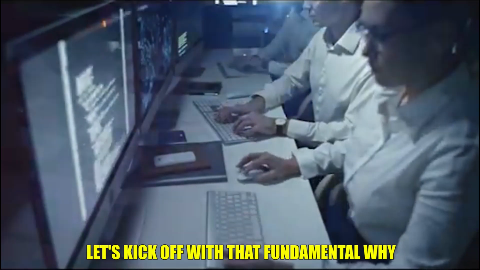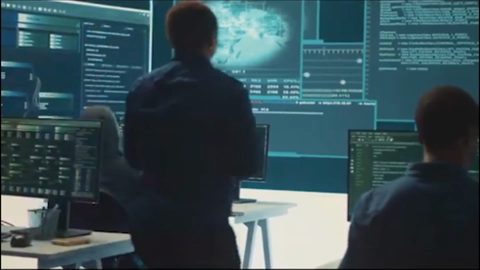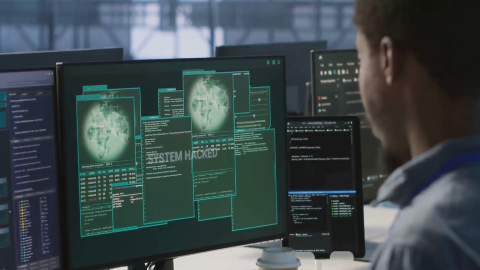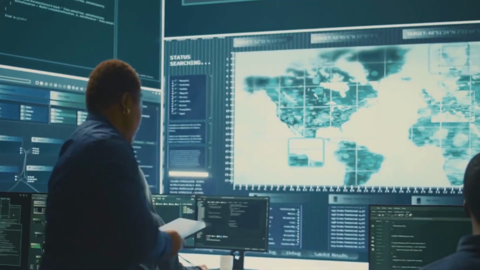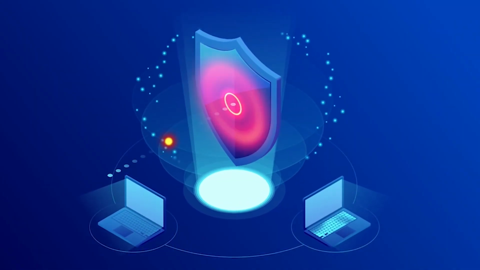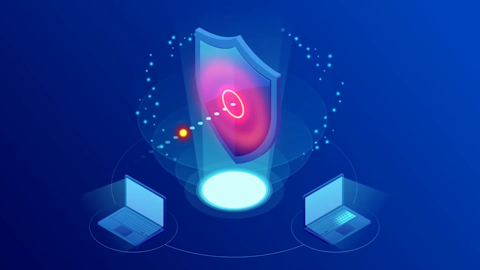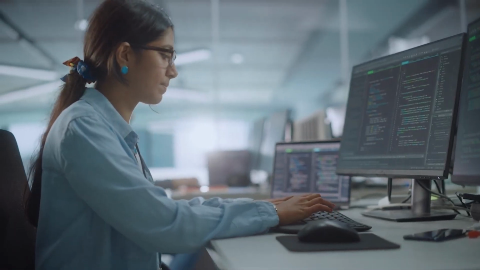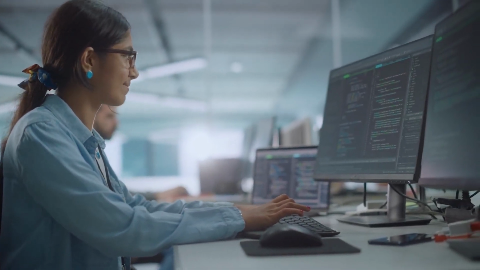Right, let's kick off with that fundamental why. We know the perimeter's gone, sure. But what are the specific, urgent problems ZTA is solving that traditional security models just can't handle anymore? Why is it catching on so fast, even becoming required in some places? Well, the core motivation is pretty straightforward. Protecting enterprise data and resources is just incredibly challenging now, precisely because of that dissolved perimeter you mentioned. You've got hybrid workforces, data scattered everywhere on-prem, multiple clouds. The old model, trusting everything inside, is fundamentally broken.